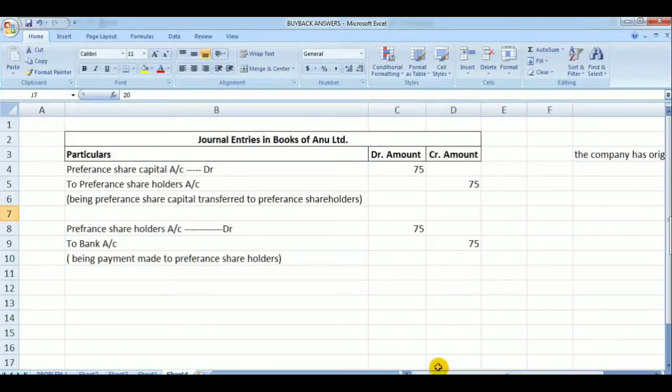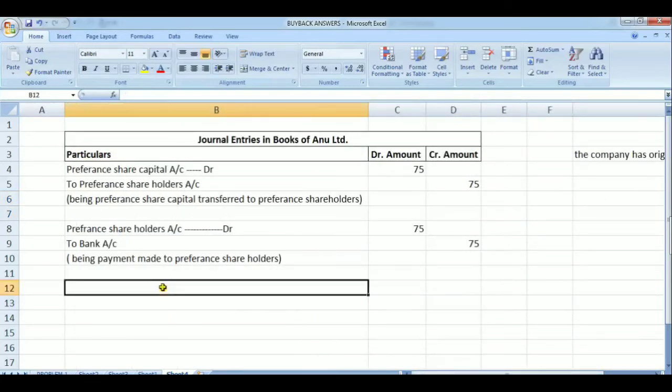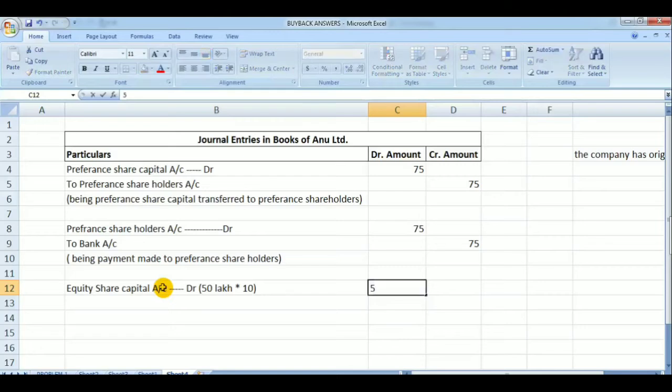Now we will pass the entry for the equity shares being acquired or bought back. Equity share capital account debit, 50 lakh shares multiplied by rupees 10 per share gives us 5 crores.